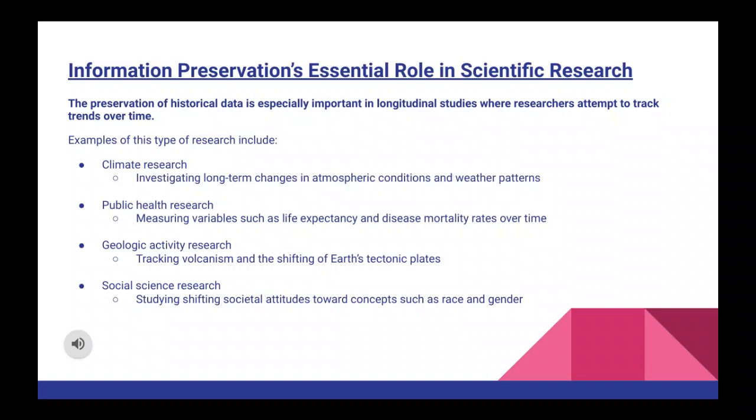And this applies in what we might think of as the soft sciences as well. Here we have an example from social science research, where scientists might study shifting societal attitudes towards concepts such as race and gender.